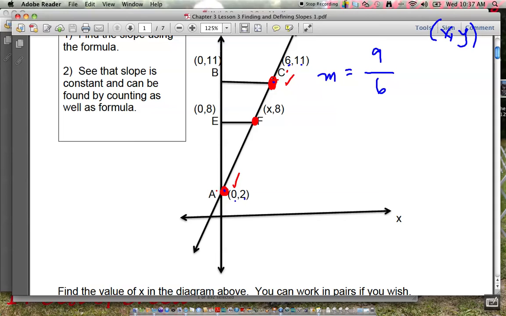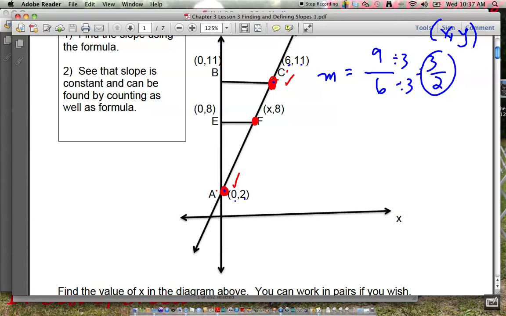Now, can you reduce 9 over 6? What number divides into both 9 and 6? 3. So what would 9 divided by 3 be? 3. And what's 6 divided by 3? 2. So whether I say the slope is 3 over 2 or 9 over 6, the slope is the same. Remember the first quiz question, how I said you could go up 4 over 2 or up 2 over 1? Well, I could go up 9 over 6 or I could go up 3 over 2.